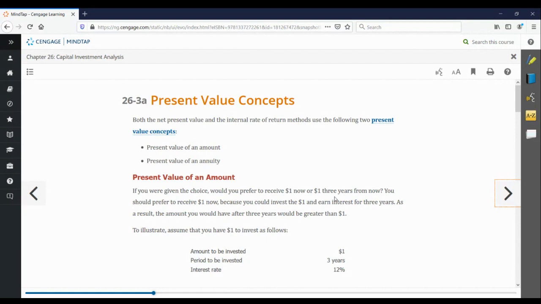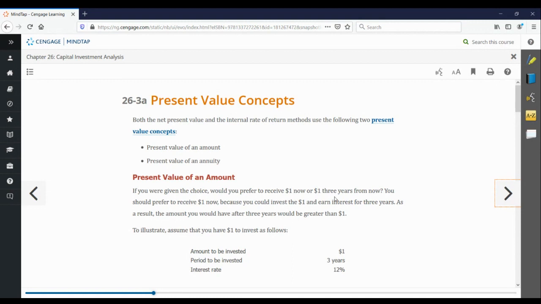Now, up until this point, we've talked about calculating simple interest. In this chapter, they're going to broaden that to calculating compound interest. So when we're talking about present value techniques, what we're going to be looking at is the compounding of interest over a period of time.